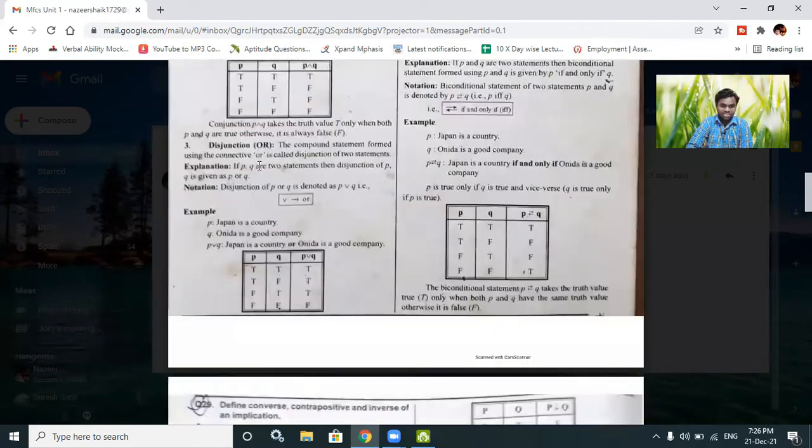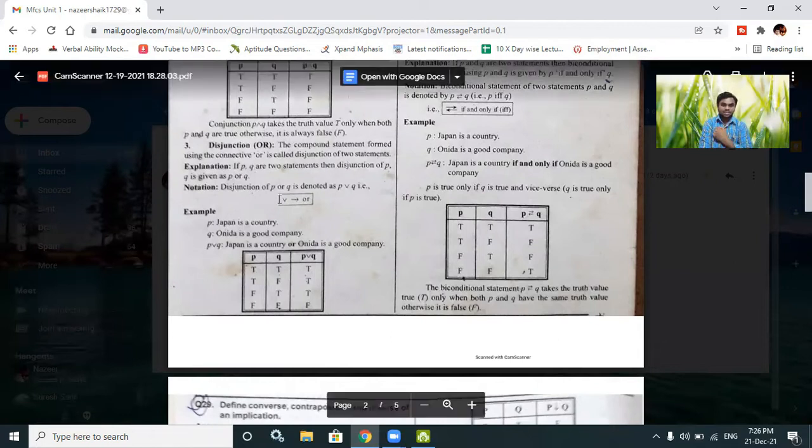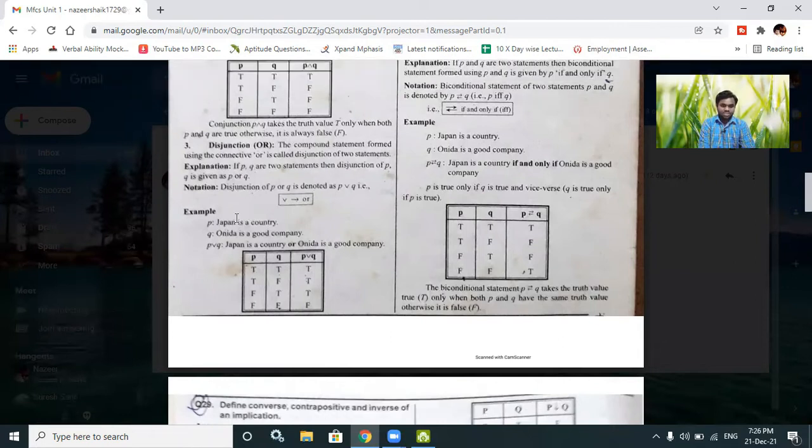The next one is disjunction. It is also known as or. The compound statement formed using the connective or is called a disjunction of two statements. Explanation: if P and Q are two statements, then the disjunction of P and Q is denoted as P or Q. That means or. For example, let us say India.